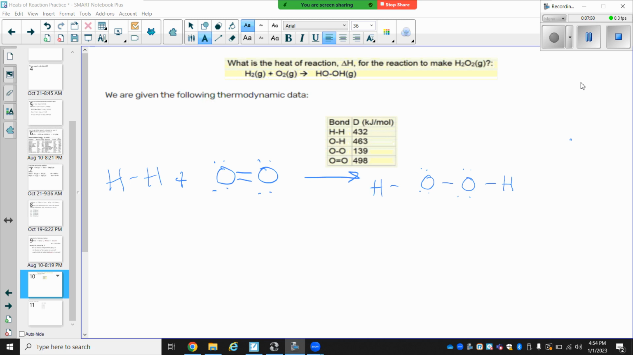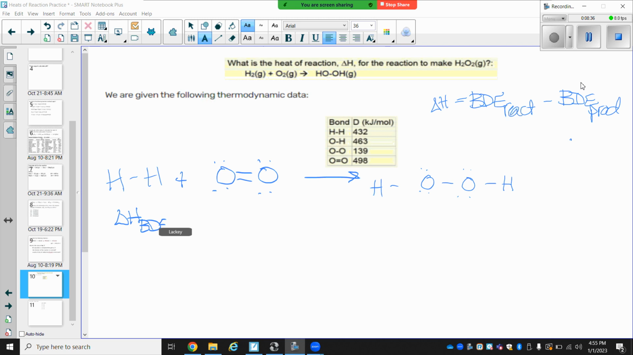So with bond dissociation energy, one thing that is different from heat of reaction is that for bond dissociation energy, we're doing the bond dissociation energy of the reactants minus the bond dissociation energy of the products. Everything else tends to be products minus reactants, except for bond dissociation energy. So we're going to do the sum of the energy of our reactants minus the sum of the energy of our products. So I'm going to write this out for you real quick so you can see what it looks like.